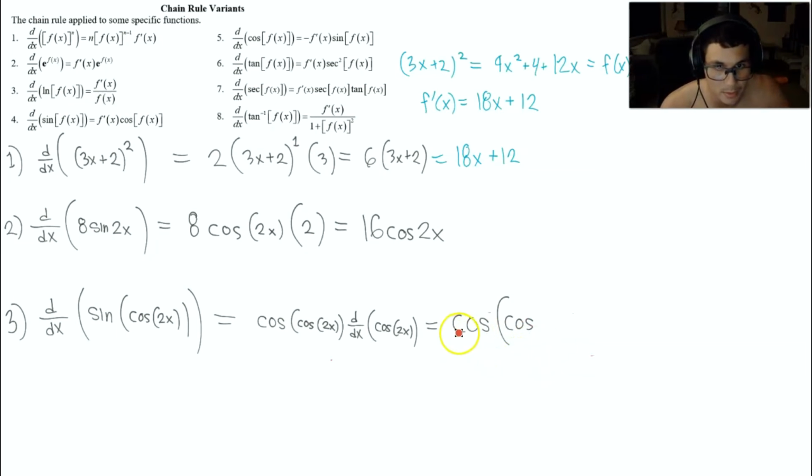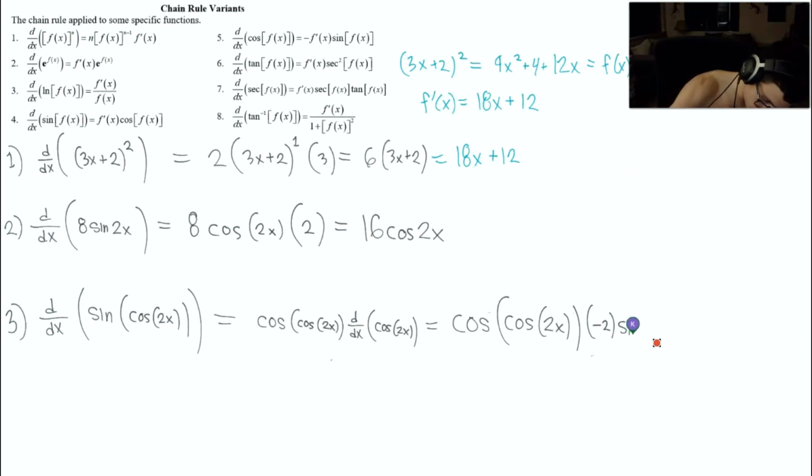Okay. So it's going to be cosine 2x in here. I'm just rewriting this part, and then we're going to take the derivative of this. So if we take the derivative of this, what's it going to be? You take the derivative of cosine, it's going to be negative sine. And then you've got to take the derivative of this inner, like we did for this one. So it's going to be negative 2 sine 2x. So that's your answer.